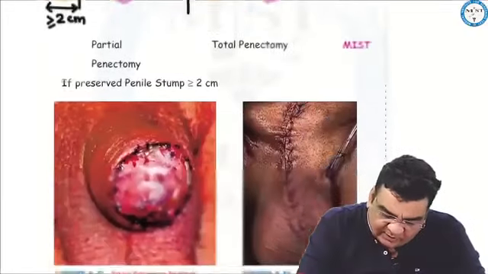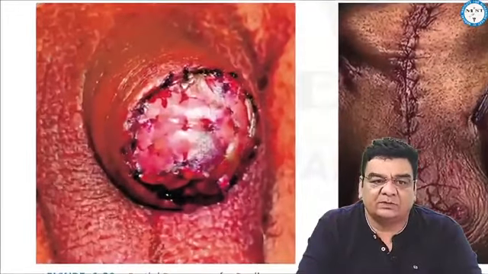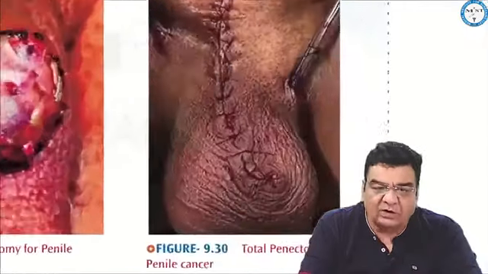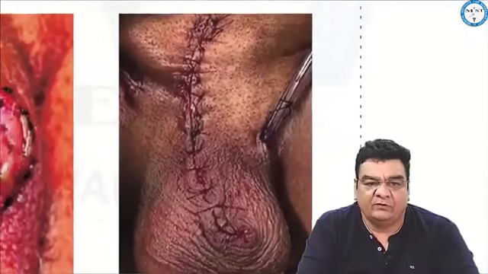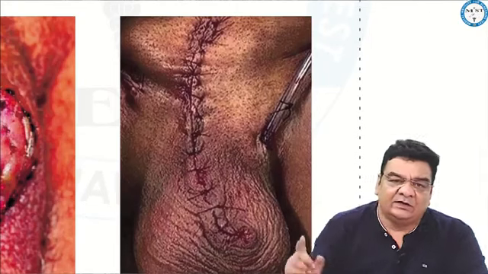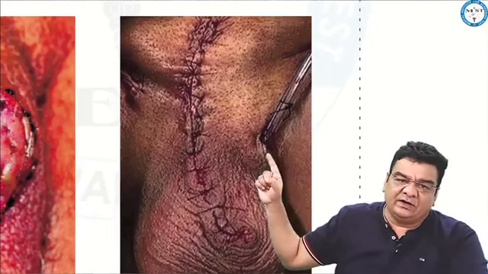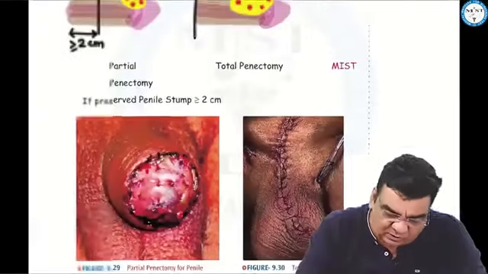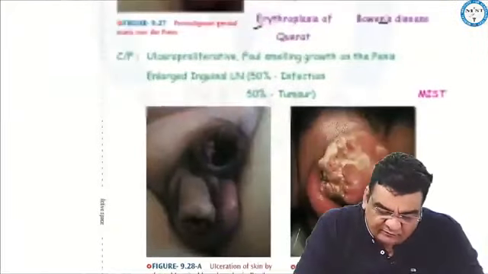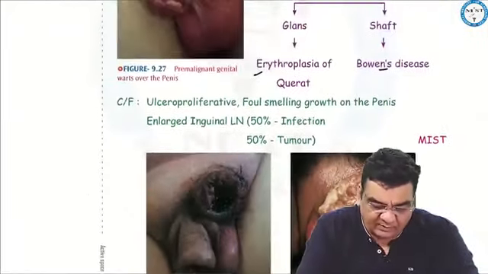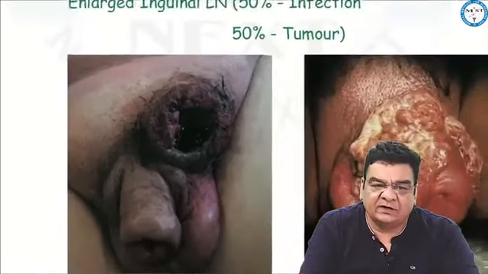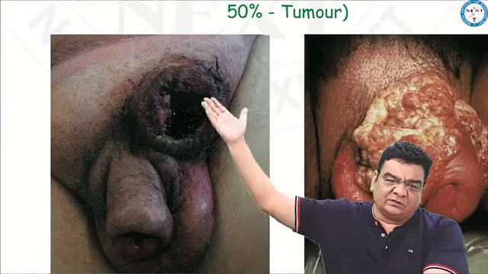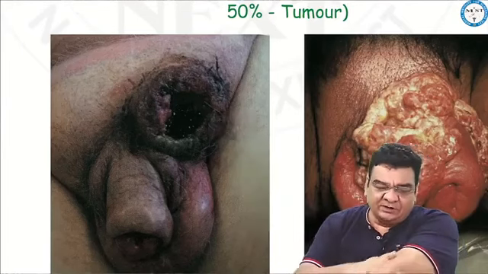Now, if you look at the images, this is a partial penectomy, and this here is a total penectomy. When you have removed the entire penis, then you refashion the urethra in the perineum as a perineal urethrostomy. Also, what should be done for the lymph nodes here? Because a penile cancer patient would be presenting with enlarged lymph nodes. This is actually the erosion. This is a dead person image here.